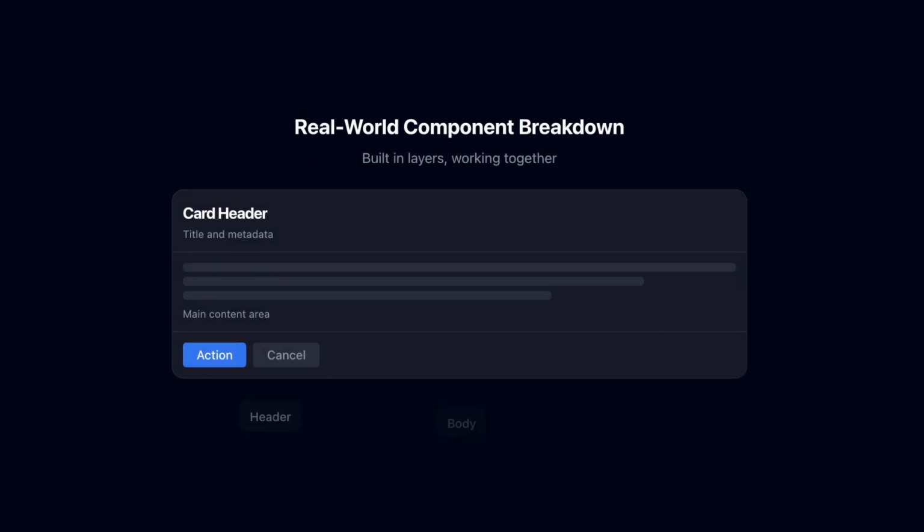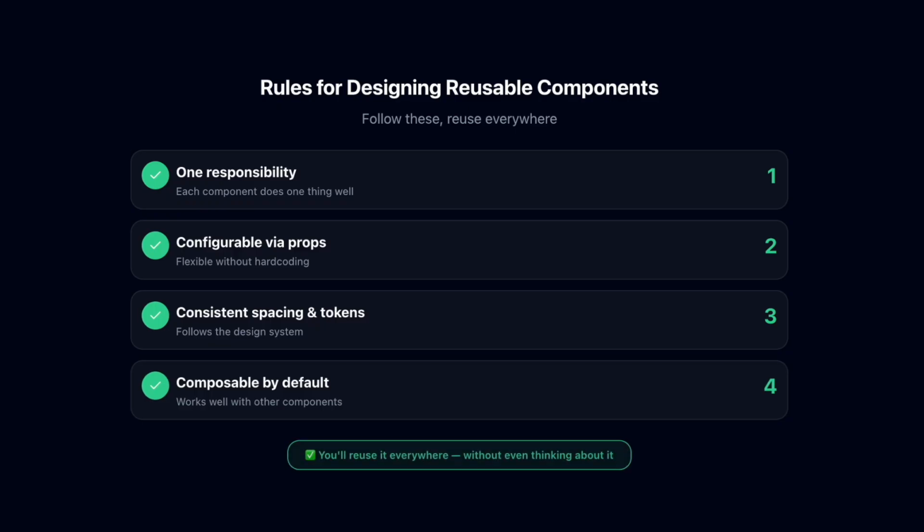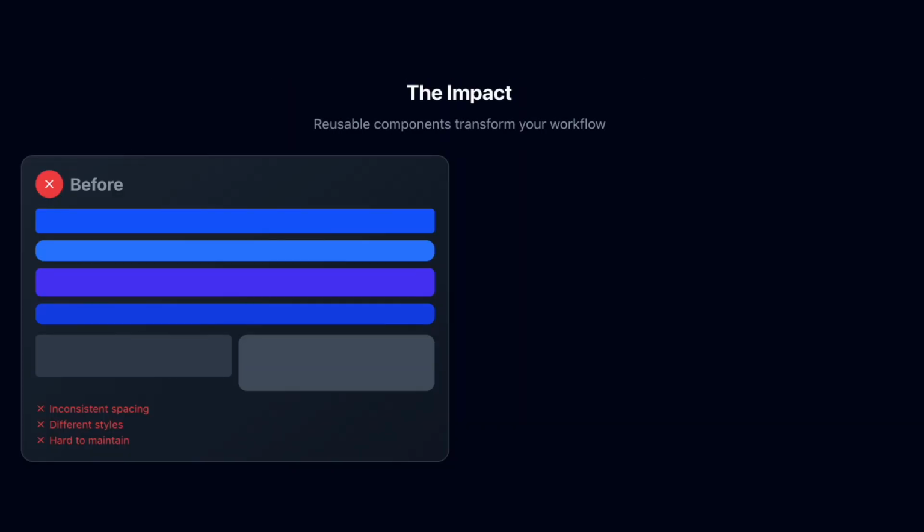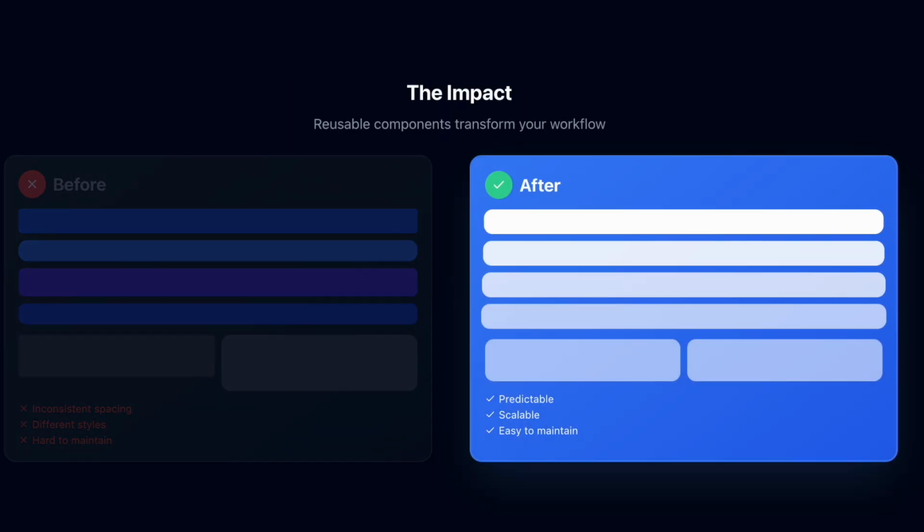In real apps, reusable components are built in layers. A card isn't one block, it's a header, body, and footer working together. If your component follows these rules, you'll use it everywhere without even thinking about it. Reusable components don't just save time, they make your UI predictable, scalable, and easy to maintain.